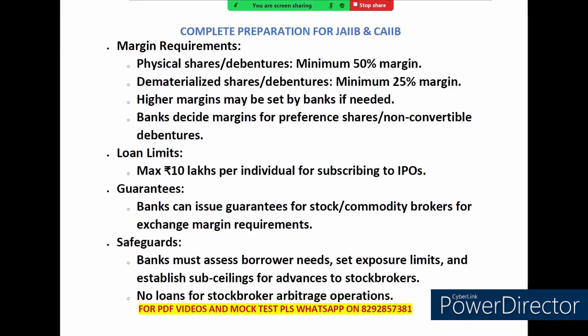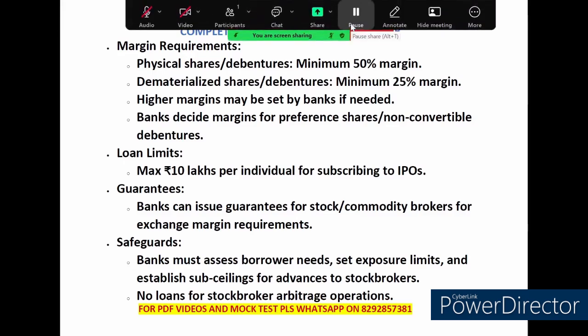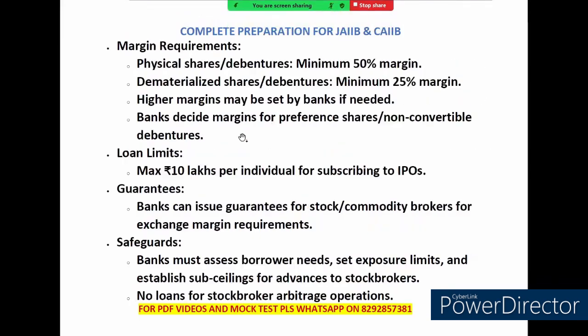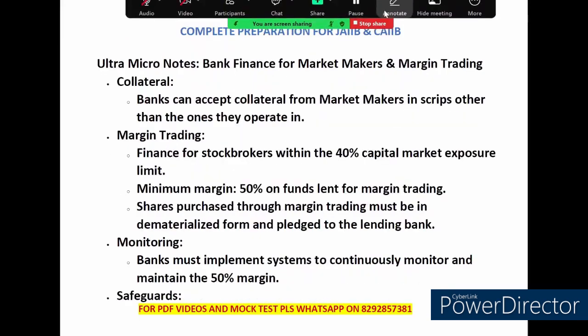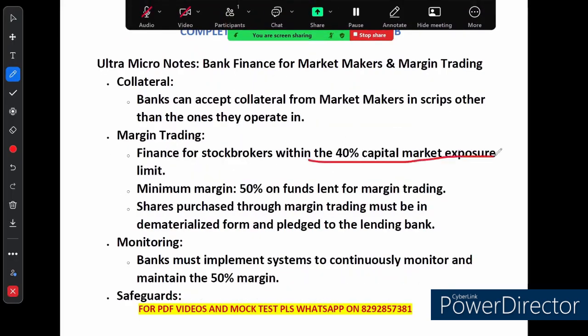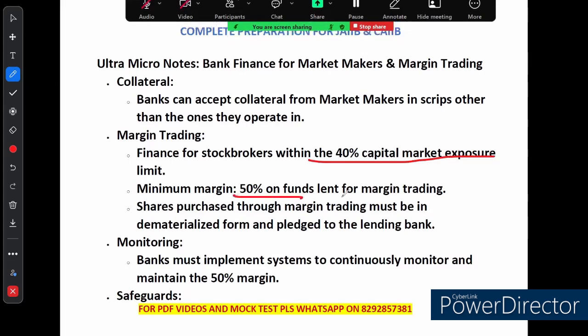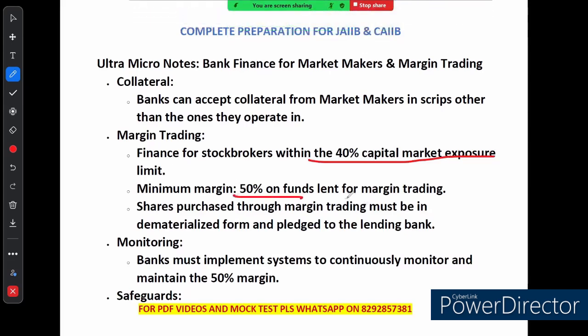The next topic we have to discuss is bank finance for market makers and margin trading. Margin trading is when a stockbroker borrows funds to trade, and it is restricted by the 40% capital market exposure limit. The bank requires a 50% margin on the funds lent for margin trading, and the shares must be in dematerialized form and pledged to the lending bank.